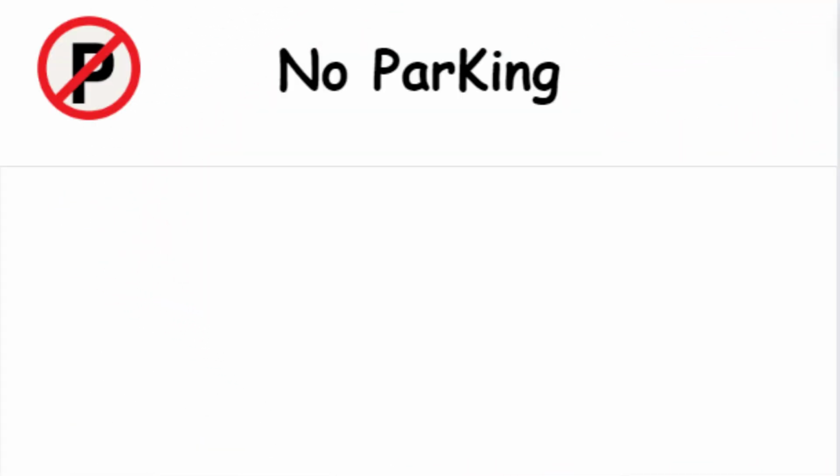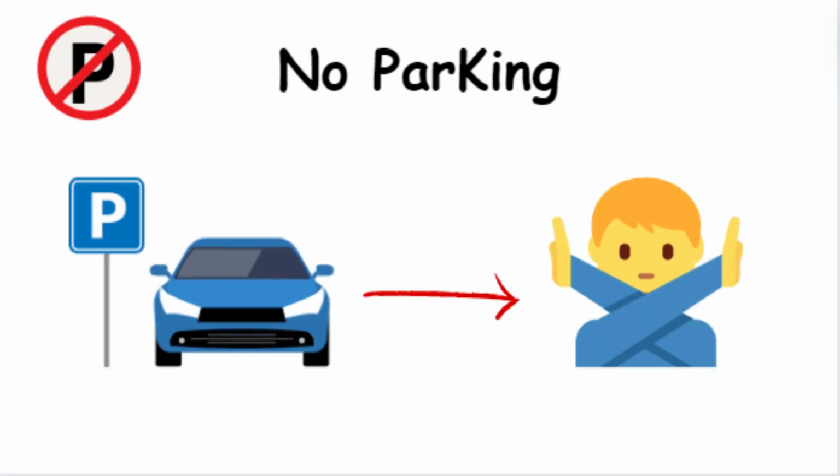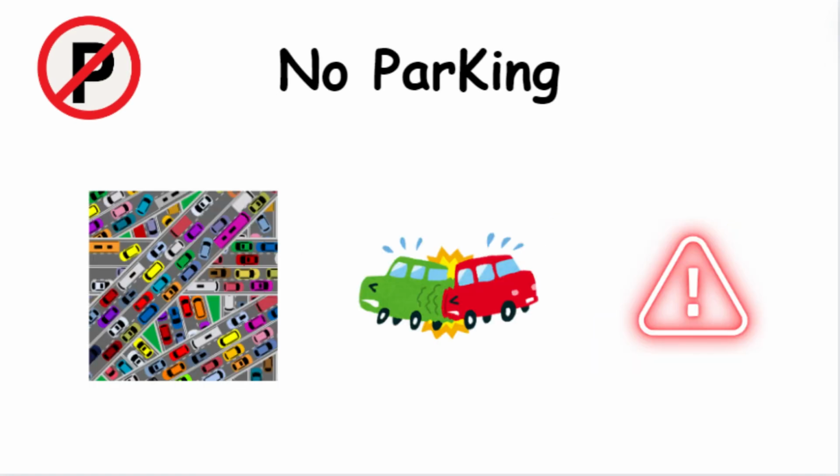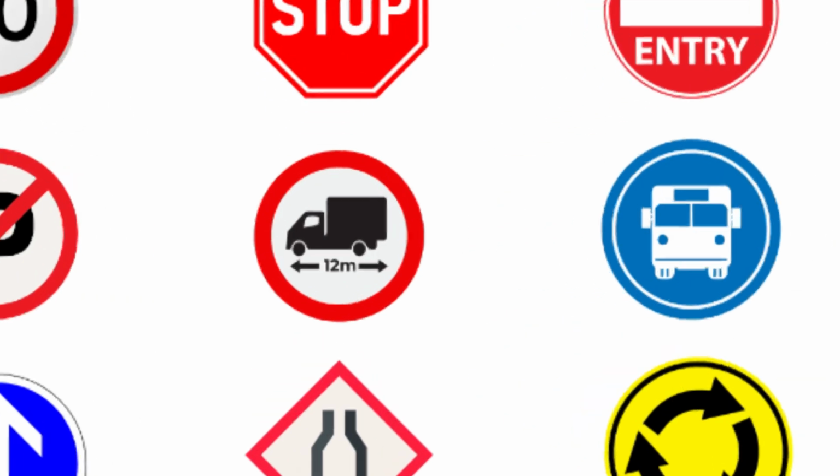The no parking sign is a rectangular traffic sign with a red circle and diagonal line across a blue background, often accompanied by text indicating no parking. This sign indicates that parking is prohibited in the marked area. It is typically used in locations where parking would obstruct traffic flow, create safety hazards, or interfere with emergency access. Ignoring the no parking sign can result in fines, towing of vehicles, or other penalties.